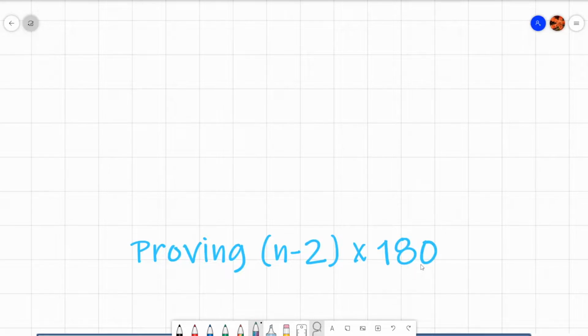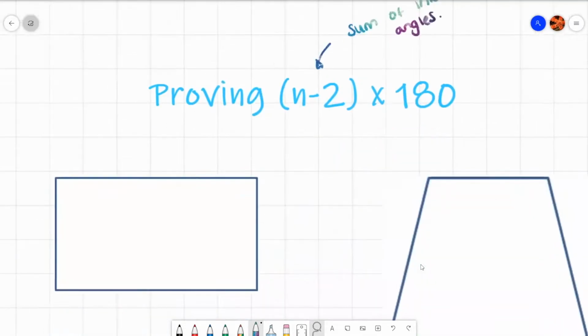Okay, so the first thing is that we need to understand where the formula comes from and why the formula is n minus 2 times 180 for the sum of interior angles. So this here is a formula for the sum of interior angles.